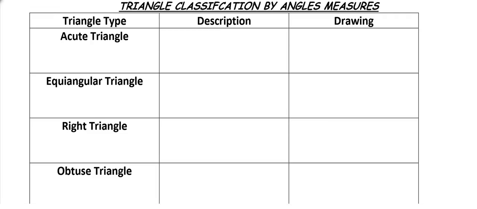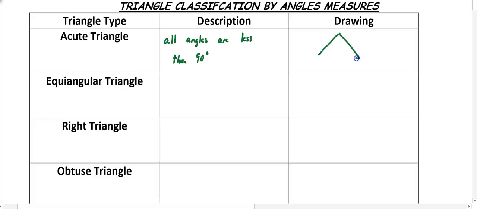When we classify triangles by angle measures, there's four types. The first one is an acute triangle. In an acute triangle, all angles are less than 90 degrees. So for example, we might have a triangle that could be 40 degrees, 50 degrees, and 60 degrees.